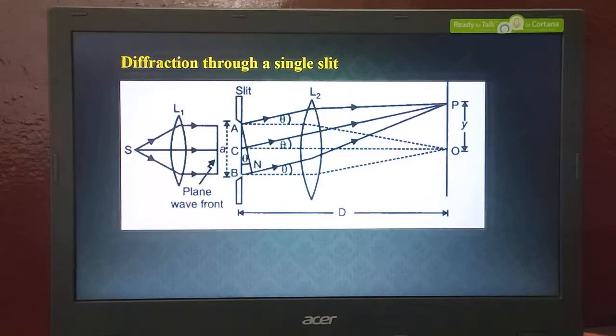To get the help of another convex lens. That is why we have used a convex lens there. But in case of a slit, we have to use a convex lens to get a beautiful diffraction pattern. The diffraction pattern has the following characteristics.